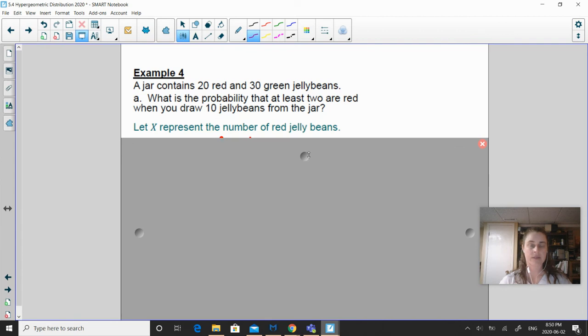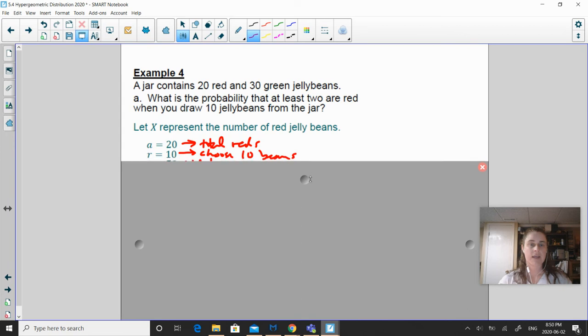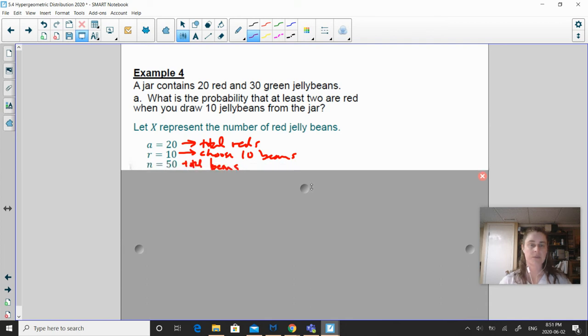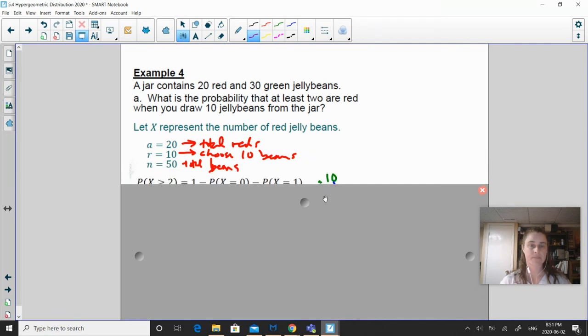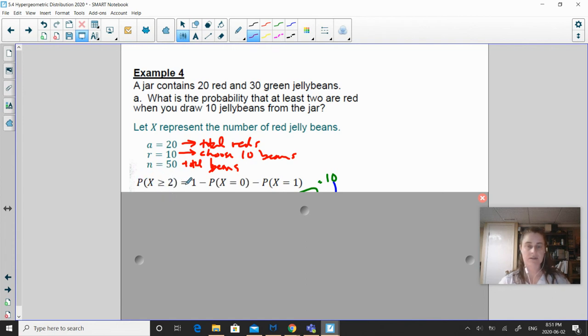Okay, so let X represent the number of red jelly beans. So we've got A equaling 20, that is the total of reds. R equals 10 because we're choosing 10 jelly beans from the jar. N equals 50 because you've got 20 plus 30, you have 50 jelly beans in your jar. And we want the probability that at least 2 are red. So we want the probability that X is greater than or equal to 2. And take a look at the notation here. This is how you write it.